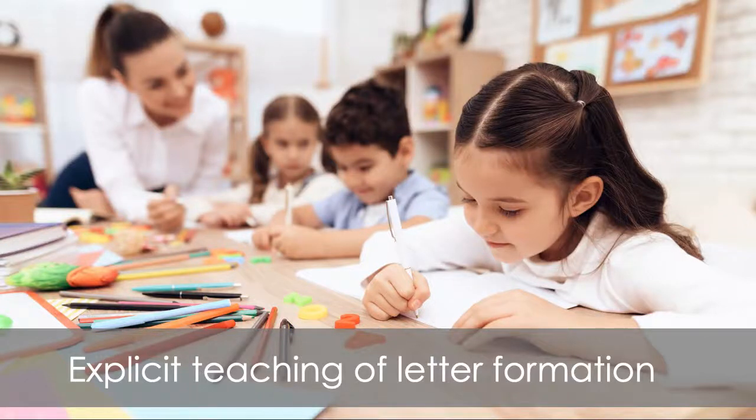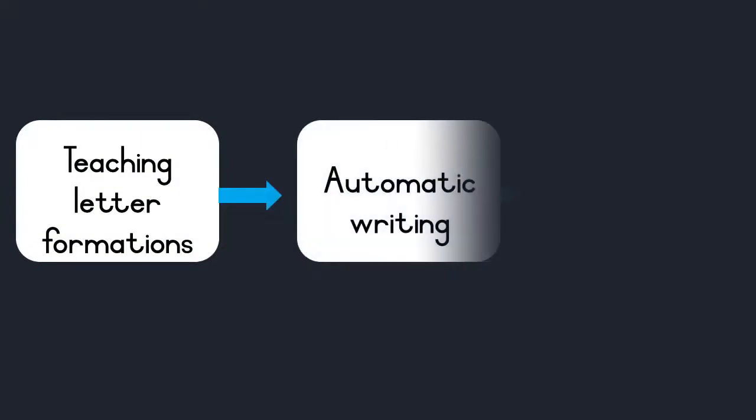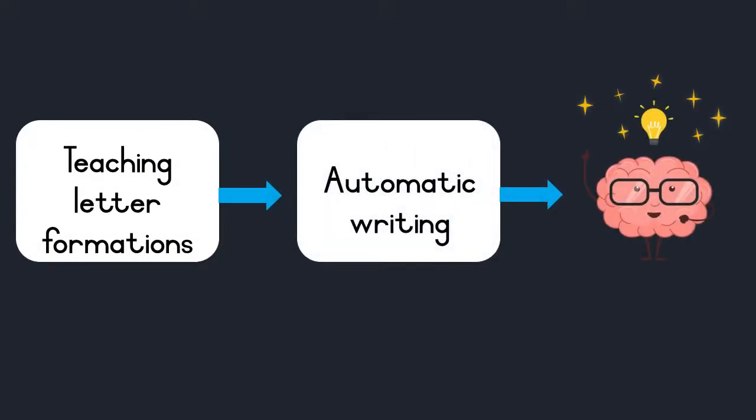In this video, we're going to look at how to go about explicitly teaching letter formations to children, because we know that learners will not automatically pick up the correct letter formations just because they're exposed to the written text. We need to be deliberate and explicit in teaching letter formations. Now remember that letter formation leads to automatic writing, which then frees up the brain for more creative and critical thinking, which we know is one of the major goals of learning handwriting.